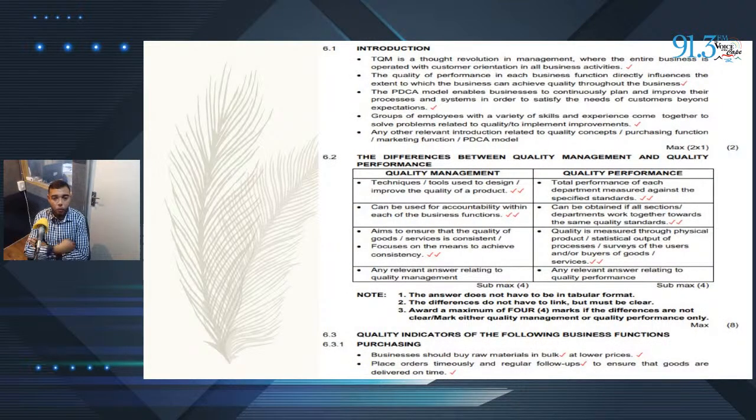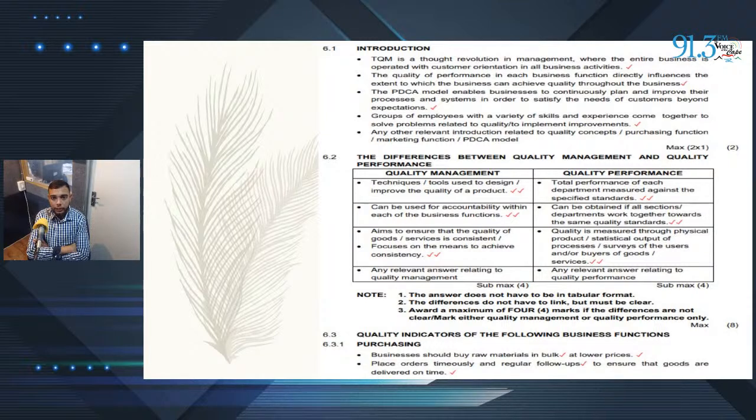So again, those four bullets are going to be your subheadings. We're working with Flasso, and the way we start off, we have the word introduction, you underline it, and we have two bullets under there. I'm going to give you the first two bullets, which is easy. So TQM is a thought of revolution in management where the entire business is operated with customer orientation in all business activities. The quality of performance in each business function directly influences the extent to which the business can achieve quality throughout the business. So there's your first 2 marks for introduction.